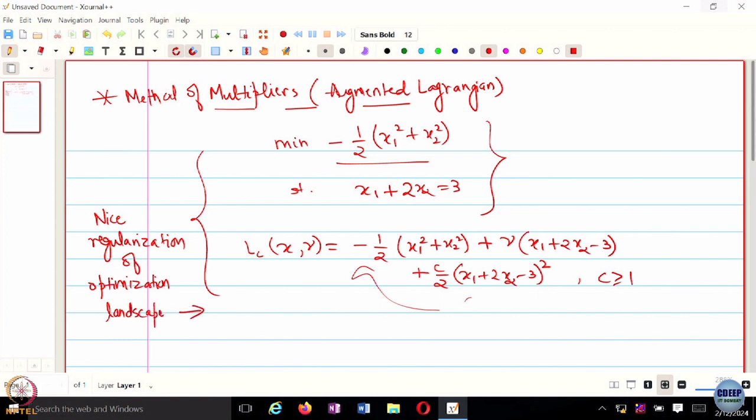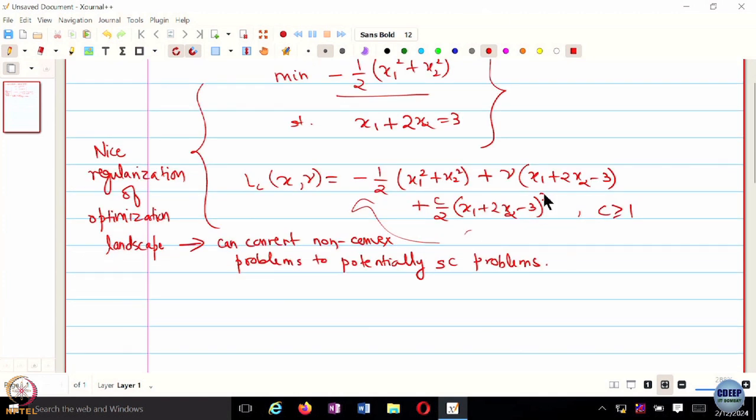And you can convert non-convex problems to potentially strongly convex problems, right? Okay, so non-convex optimization problems, you can potentially convert them into strongly convex problems.